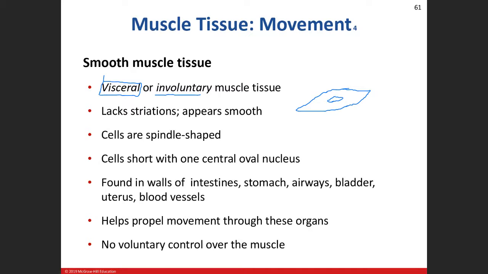And again, look at the list of things that you find it in: the walls of the intestines, small and large, stomach, airways, bladder, uterus, blood vessels, it's all over the place. So its job is to move things through these organs. And again, it is involuntary. You do not control it. You can't stop food from moving through your small intestine.